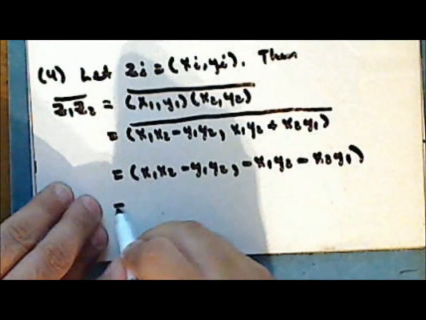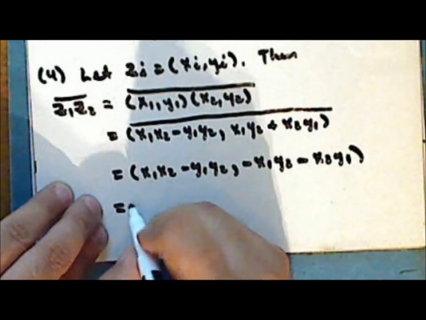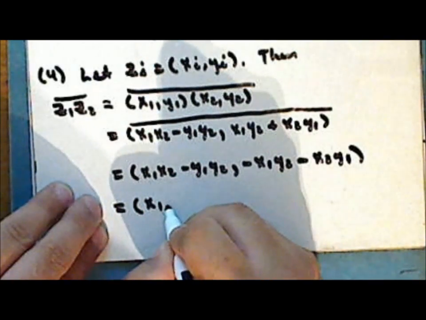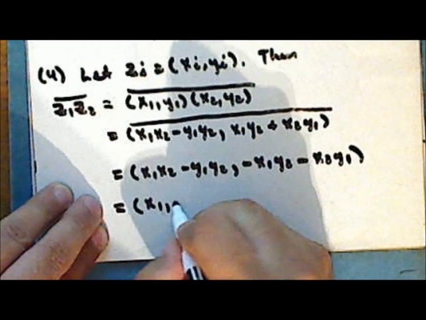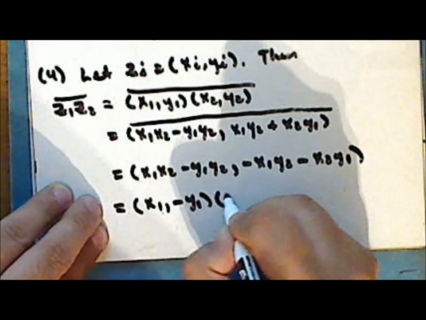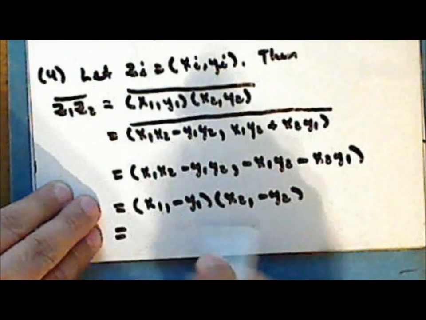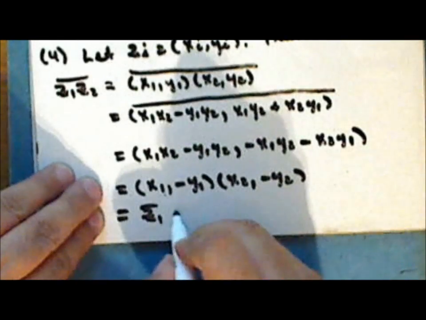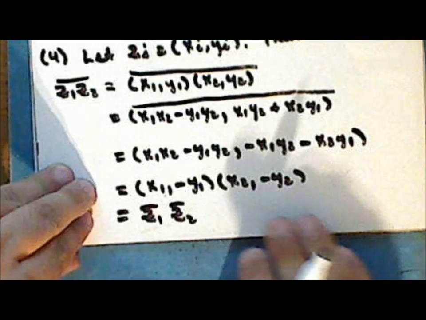And this ordered pair is the difference. Correction, this ordered pair is the product of the ordered pair (x1, -y1) with the ordered pair (x2, -y2). And this is the product of the conjugate of the complex number z1 with the conjugate of the number z2. All right?